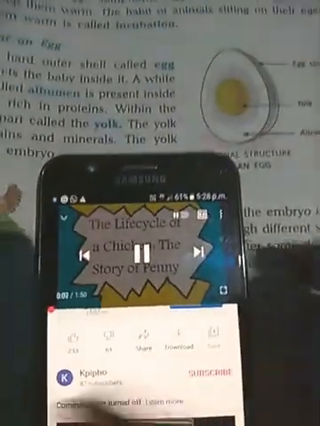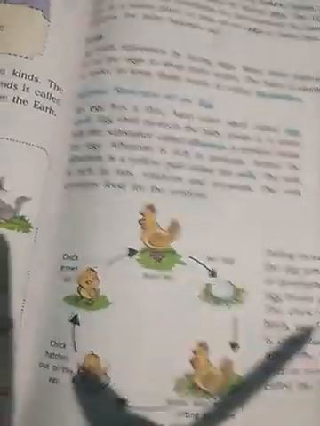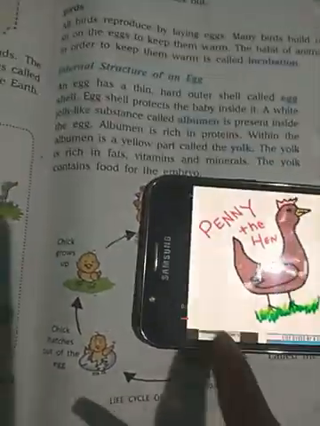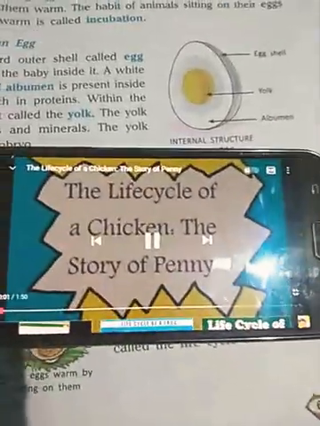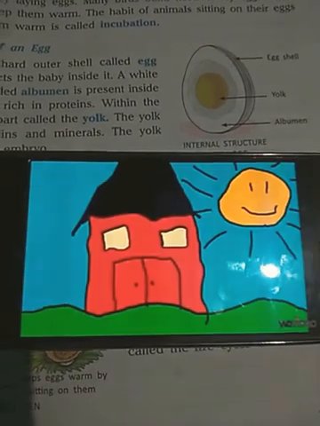The life cycle of a chicken. The story of Penny. Penny is a small brown hen that lives on a farm.